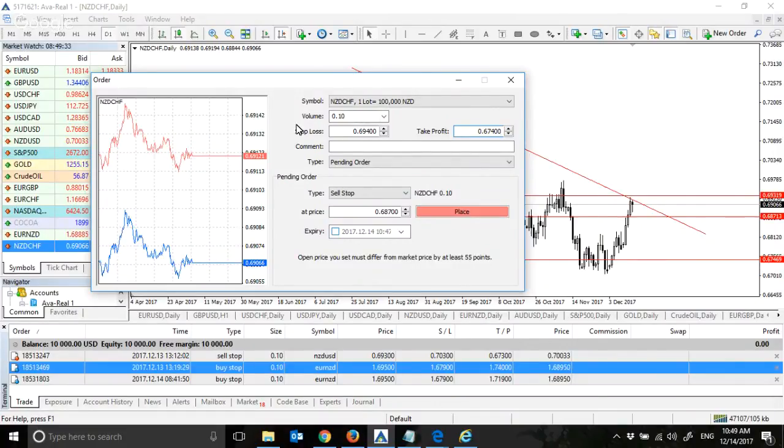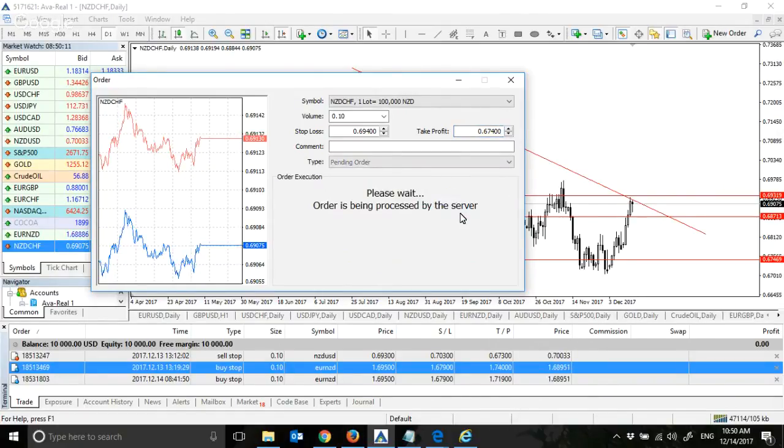So 0.1 reflects a $10,000 position, 1-to-1 leverage, of course. No leverage is used here. And the stop loss here is around 70 pips. So I'm risking somewhere around $70. And my profit potential here is about 130 pips, reflecting $130. Okay, looks good. I'm placing the order.